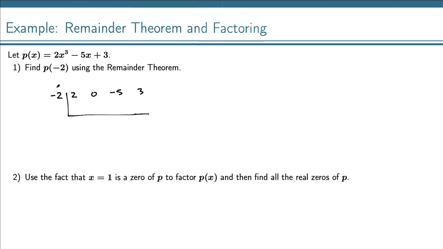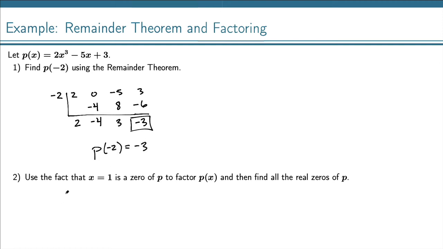I know that seems like kind of roundabout. All right, and we pull the 2 down, and then multiply 2 times negative 2 is negative 4. And 0 plus negative 4 is negative 4. Negative 4 times negative 2 is positive 8. Negative 5 plus 8 is 3. And 3 times negative 2 is negative 6. 3 plus negative 6 is negative 3. That's our remainder. And by our remainder theorem, p of negative 2 is equal to negative 3.